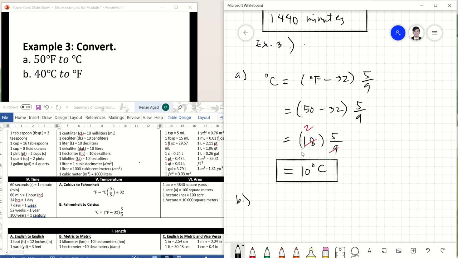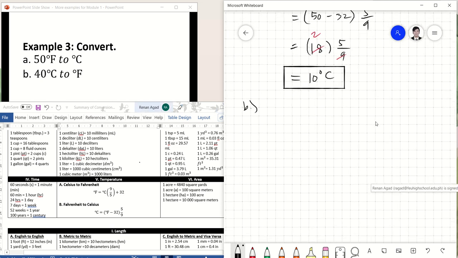Okay, we proceed to B. We're converting Celsius to Fahrenheit. So the formula would just be degree Fahrenheit is equal to degree Celsius times 9/5 plus 32. So the given degree Celsius is 40.